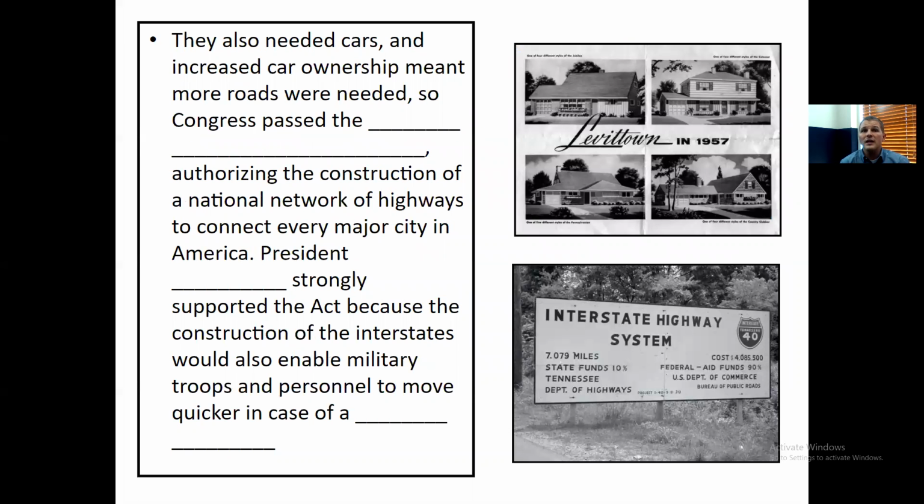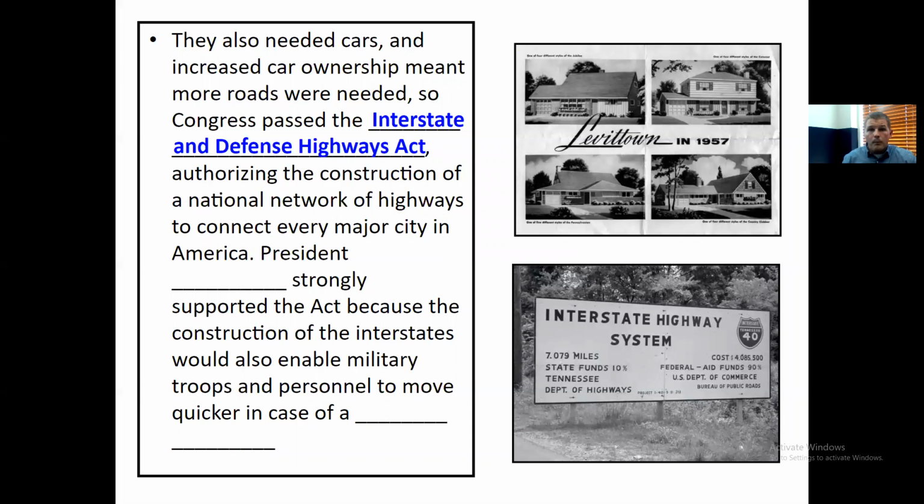Now, they also needed cars, and increased car ownership meant more roads were needed. If I'm going to be living outside the city, I'm going to need something that's going to help me get in. So this is a key term that explains a lot that's going on. Congress passed a law known as the Interstate and Defense Highways Act. Coach Coffee, why do they call it defense? I'm going to get to you in a minute. So it authorized the construction of a national network of highways to connect America to every major city in America.